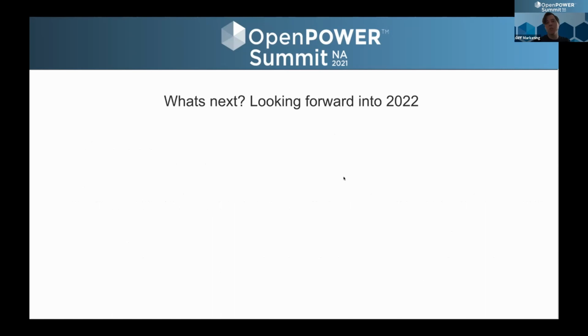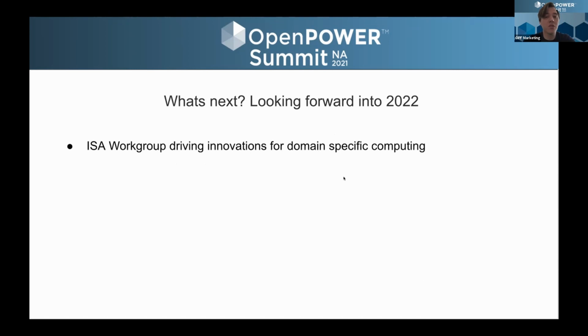So what's next? What are we looking forward to in 2022? So the ISA work group that we stood up, we're driving innovations around domain-specific computing. This is really what has pushed open hardware forward, this whole idea around domain-specific computing and accelerated computing, really to try to get efficiencies in performance or efficiencies in energy. And so the ISA work group is really honing their focus on this for moving into 2022 and trying to drive innovations around that.